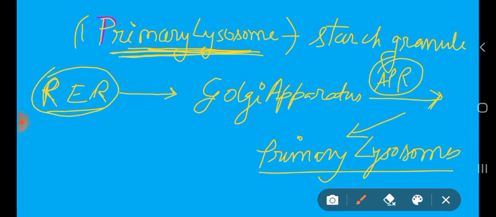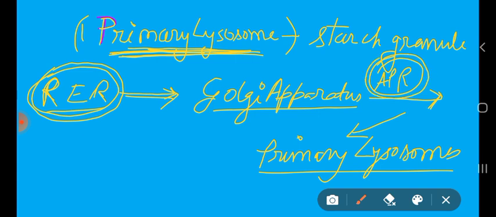For the primary lysosome, you simply have to learn that it is known as the starch granule. Its enzymes are synthesized by the rough endoplasmic reticulum, then transported to the Golgi apparatus, where the acid phosphatase reaction takes place and the enzymes are preferentially charged with one type of enzyme or another, and then transported to the primary lysosome.